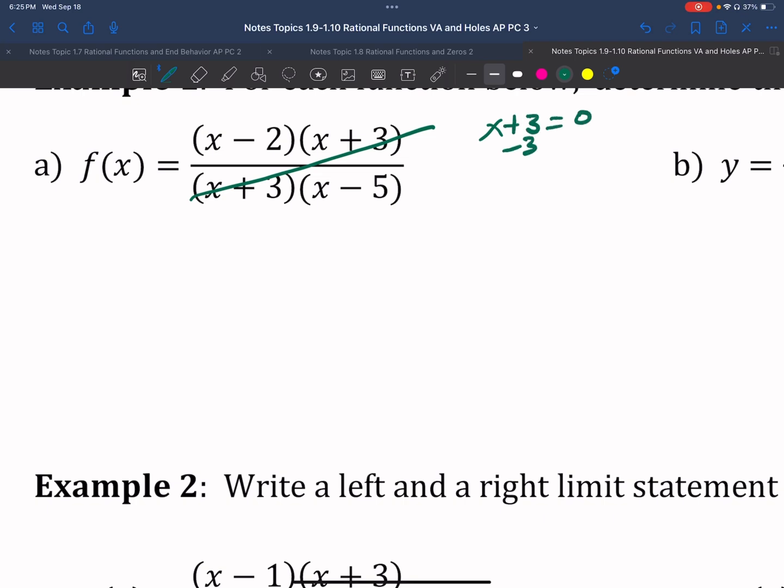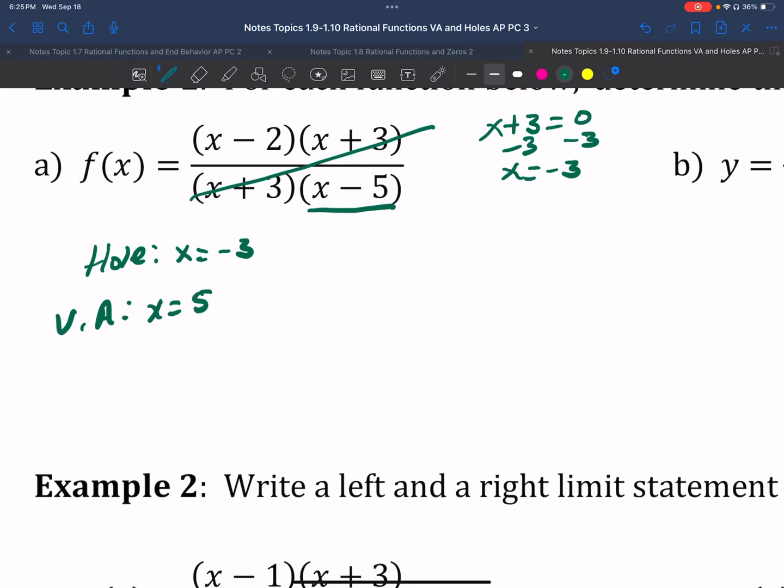So set it equal to 0, subtract 3 from both sides, I get x equals -3. So I'm going to make a note that I will have a hole in the graph at x equals -3. Since I'm not able to cancel out the x minus 5, I know that that will give me a vertical asymptote at x equals +5.